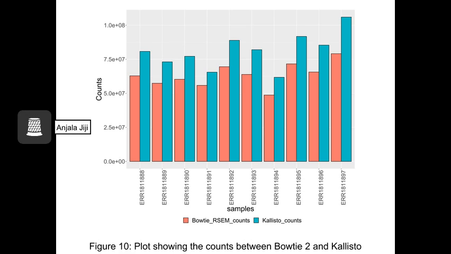This is a plot showing the counts between Bowtie2 and Kallisto. As you can see, the red one represents Bowtie and the blue one represents Kallisto. We can see the difference remains consistent throughout. I think Kallisto stands out because the repetitions may have been counted while Bowtie didn't count them.